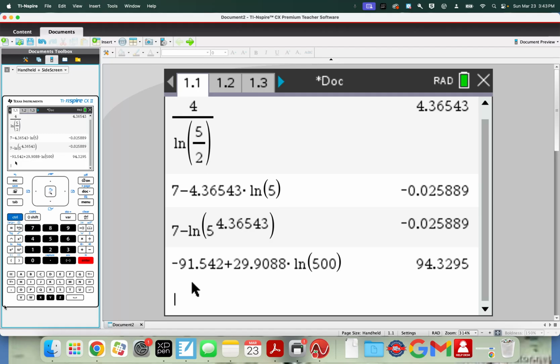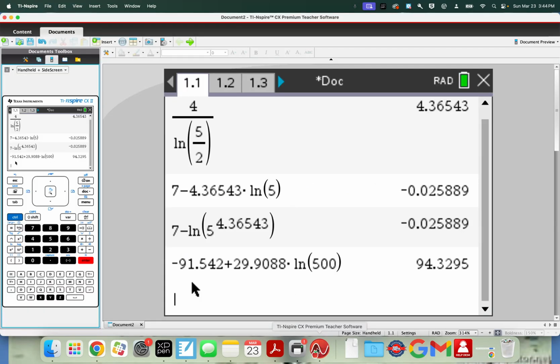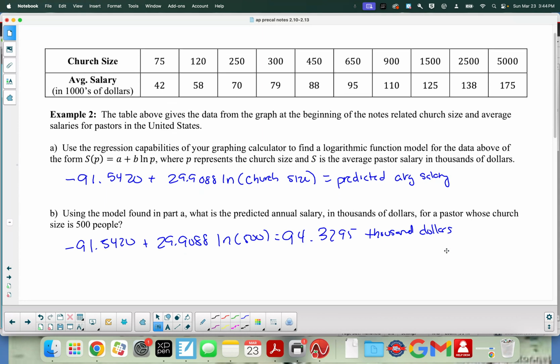And my answers, if you take a look back at the problem, are in thousands of dollars. So that equals 94.3295, since we always put units on there, times $1,000. So $94,000. Okay, so not too bad. Again, pretty straightforward. We've done regressions before where it's not that big of a deal. Now we're going to do the same thing with a little bit more of an applied problem instead of a table.